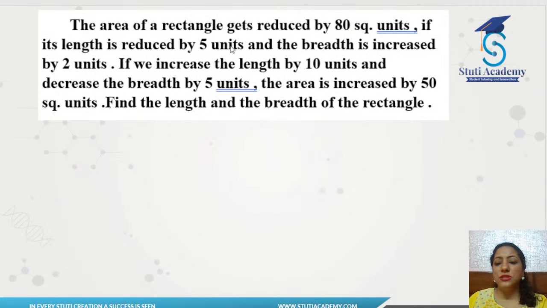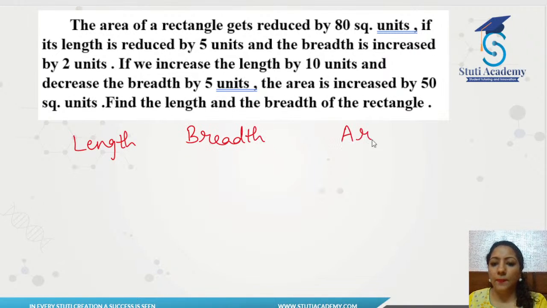This question is similar to the one we've just discussed. We are talking about a rectangle. The area of a rectangle gets reduced by 80 square units if the length is reduced by 5 units and the breadth is increased by 2 units. So we have length, we have breadth, and then we have area. Let us take the original case. Length as x, the breadth as y. So the area is xy. That's the original case.